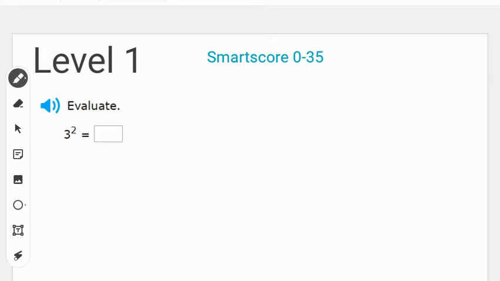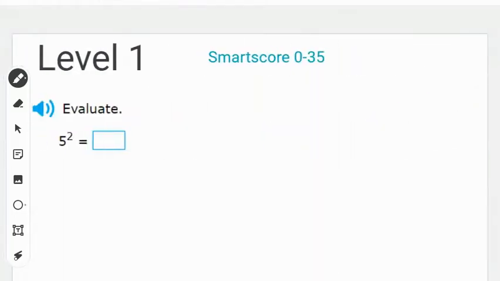So 3 to the second power, another way we say that is 3 squared. That basically means that 3 is being repeated twice. So that's the same as 3 times another 3, which of course is equal to 9. Okay, same kind of thing here. 5 squared means we have two 5s. 5 times another 5, which equals 25.